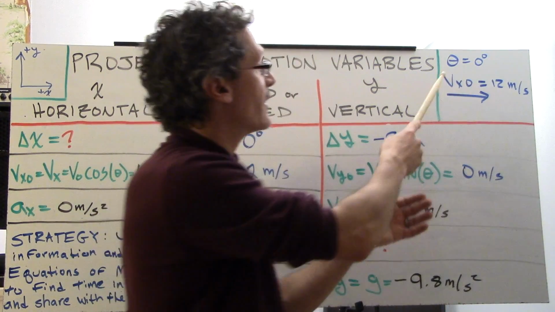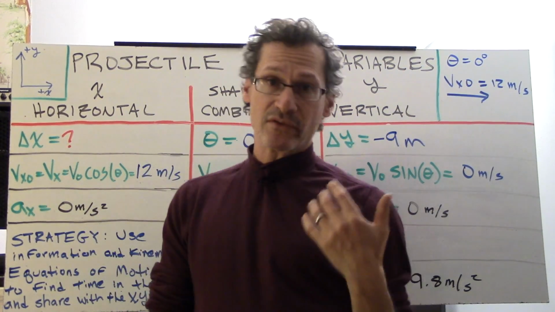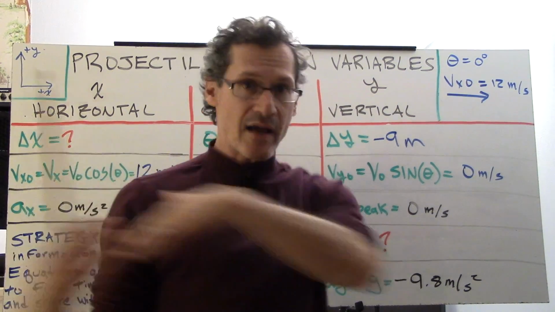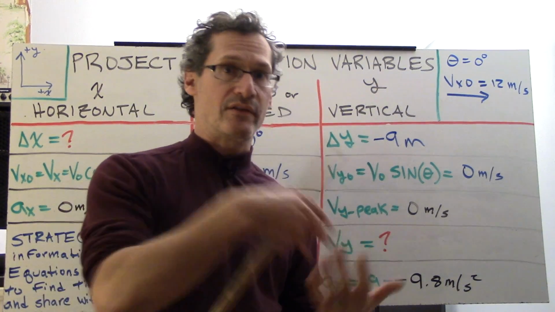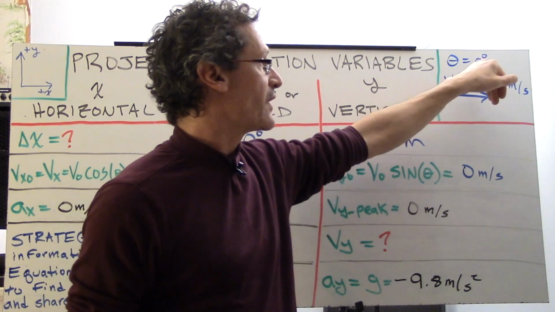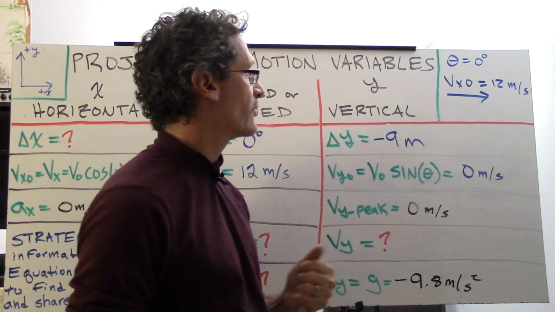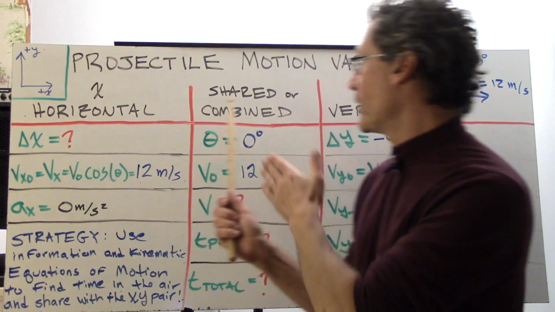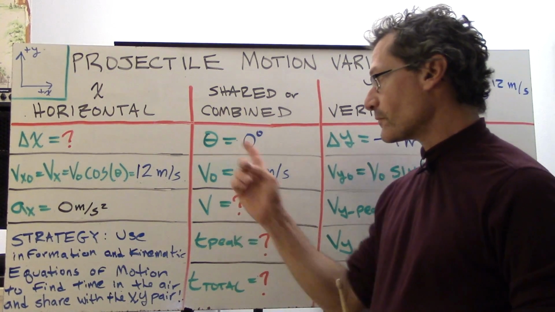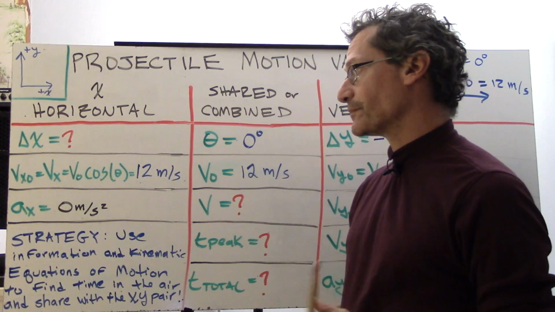All right, so we'll start over here that we had an angle of 0 degrees. It wasn't told to us, but we know that because the object is moving horizontally, all that motion is going to be horizontal until it reaches the edge of the cliff. And so the angle relative to horizontal is 0 degrees. It's not tilted upwards from the horizontal at all. And Vx naught is 12 meters per second. So if we go to the combined values, theta equals 0 degrees, V naught is 12 meters per second.